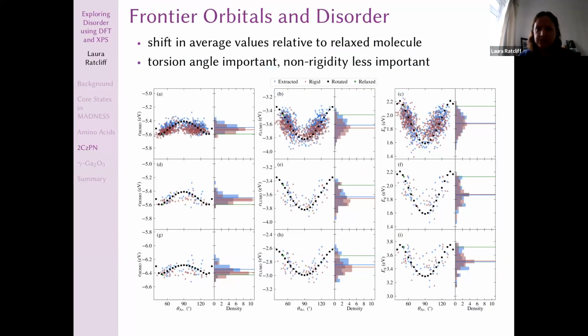And so the first thing we did was just to calculate the frontier orbitals. Here we have PBE for all 500 molecules, PBE just for these 42 representative ones, and then PBE0 for the representative ones.